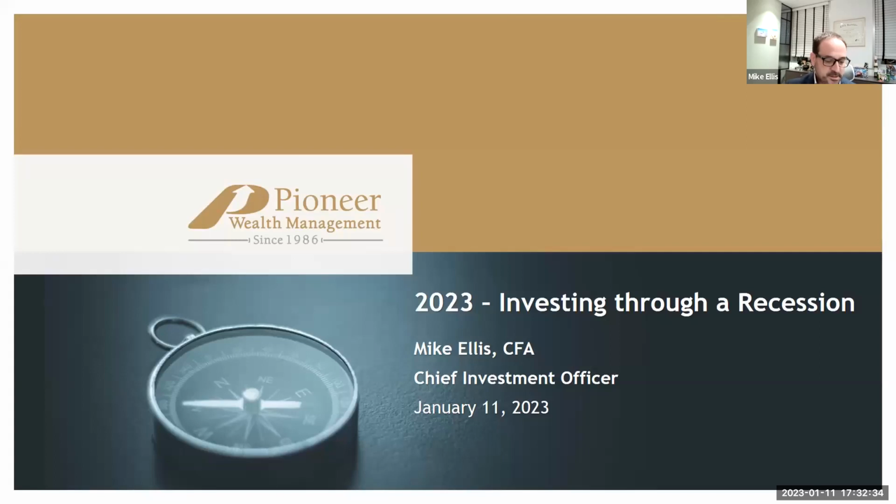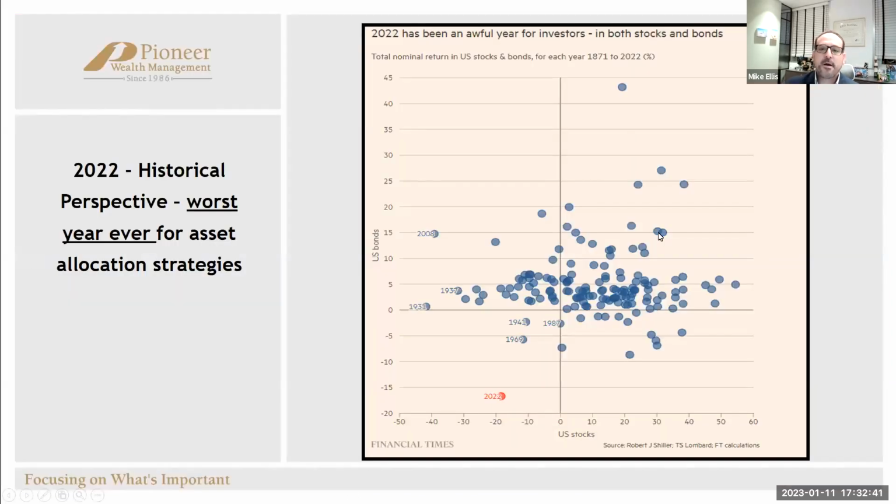Okay, so let's move into, where's my screen? There we go. Okay, so this graph was published in the Financial Times. It's from Schiller Research House. And I found it very powerful for a number of reasons. Let me just explain what you're looking at. Each dot here is a calendar year's returns, right? From 1871 to 2022. So you've got 150 years' worth of performance here.